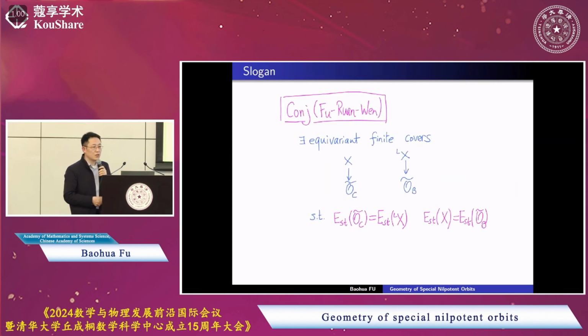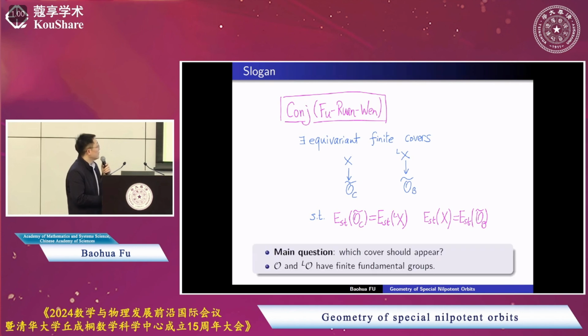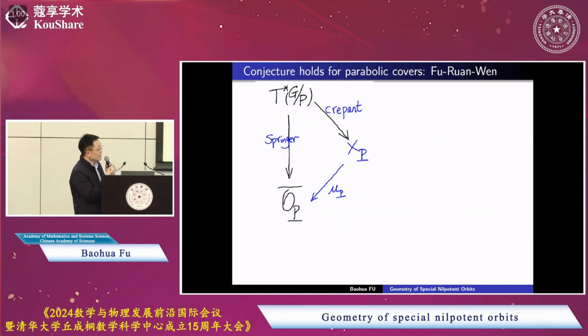So this is our conjecture, joint work with Yongbin Ruan and Wen Yaoxiong. For dual special nilpotent orbits, you can find some finite covers, such that after these finite covers, the two dual spaces will have the same stringy E-functionals. So the main question is which cover will show up, and also these two orbits have different fundamental groups. And our main theorem is to prove this conjecture for parabolic covers.